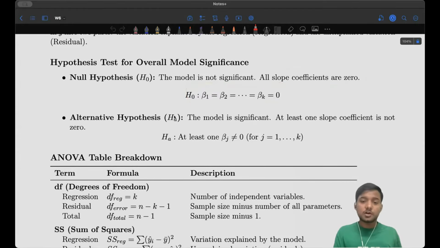What would be the alternate hypothesis? The alternate hypothesis is that the model is significant, or that at least one of the slope coefficients is not 0. So remember this null hypothesis. This is very important.